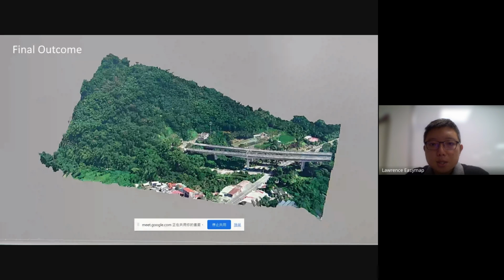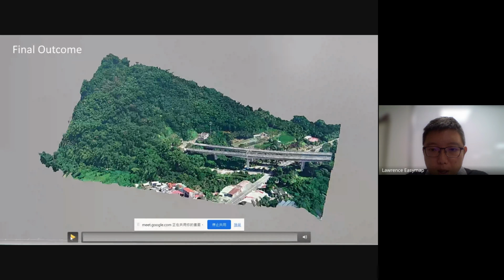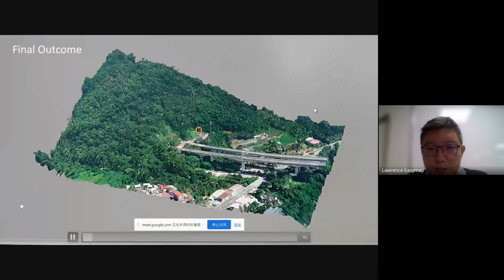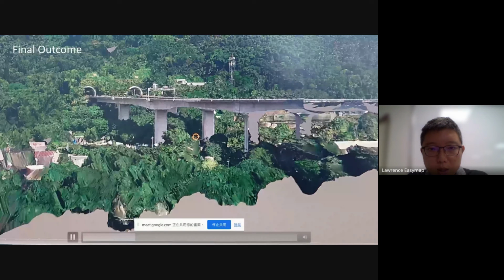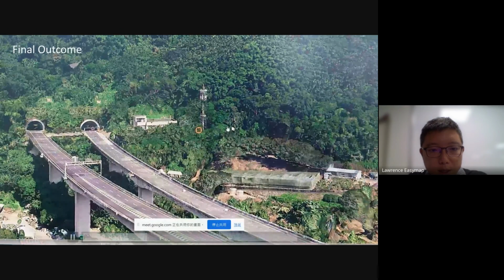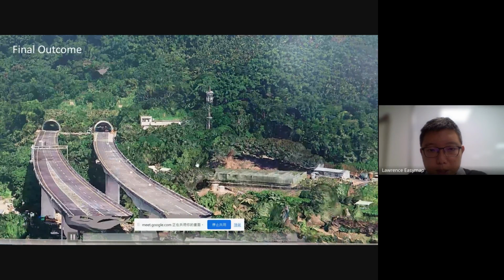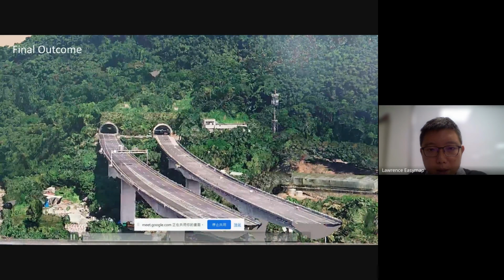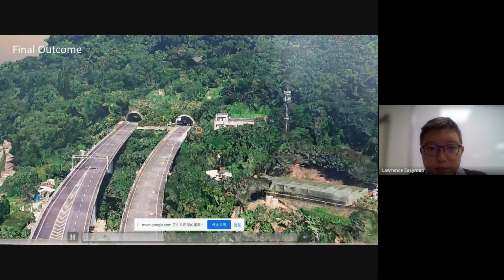Okay, so this is the final outcome of the model. Even though the area is not big, we can see a lot of details here. You can see a lamppost, somehow a billboard, the cell phone tower here, the line of the bridge very clearly, even some area inside the tunnel.